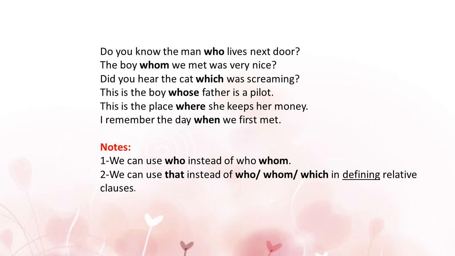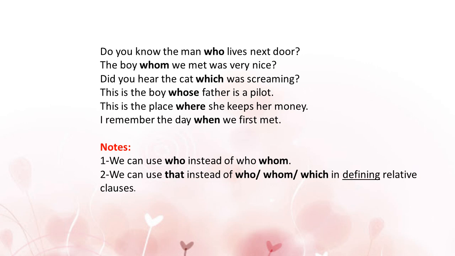Number 2, the boy whom we met was very nice. The boy whom we met was very nice. Here we have the relative pronoun whom. We use it and it refers to the boy in the position of object. If you remember, we said who for subject and whom for object. And of course, we can use who for subject and object, but whom we use only for object.